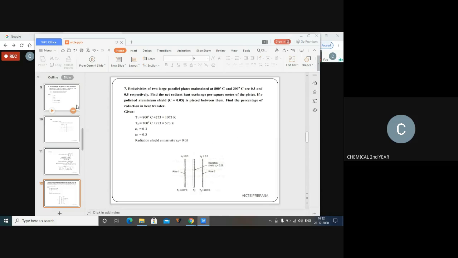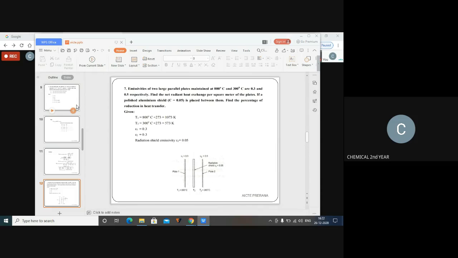Emissivities of two large parallel plates maintained at 800 degrees Celsius and 300 degrees Celsius are 0.3 and 0.5 respectively. Find the net radiant heat exchange per square meter of the plates if a polished aluminum sheet is placed between them, that is epsilon is equal to 0.05. Then find the percentage of reduction in heat transfer. The same thing we have discussed in the last problem. The one small difference here is they have asked to find out the percentage of reduction in heat transfer.